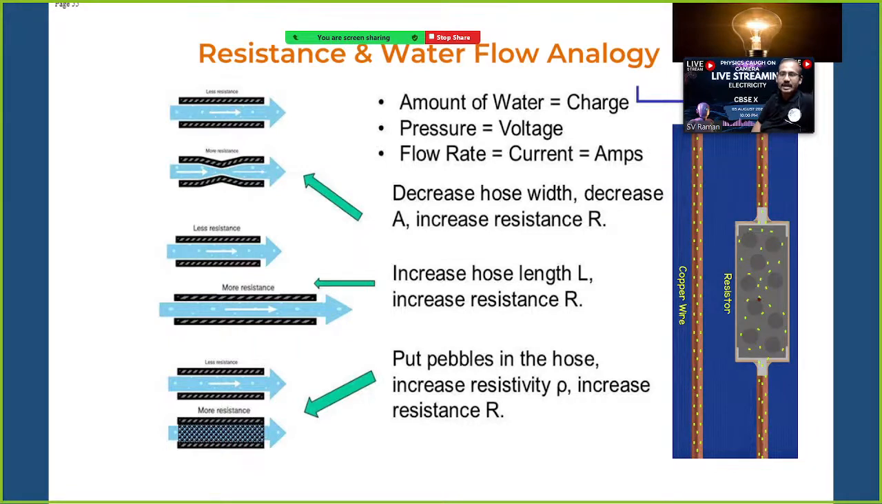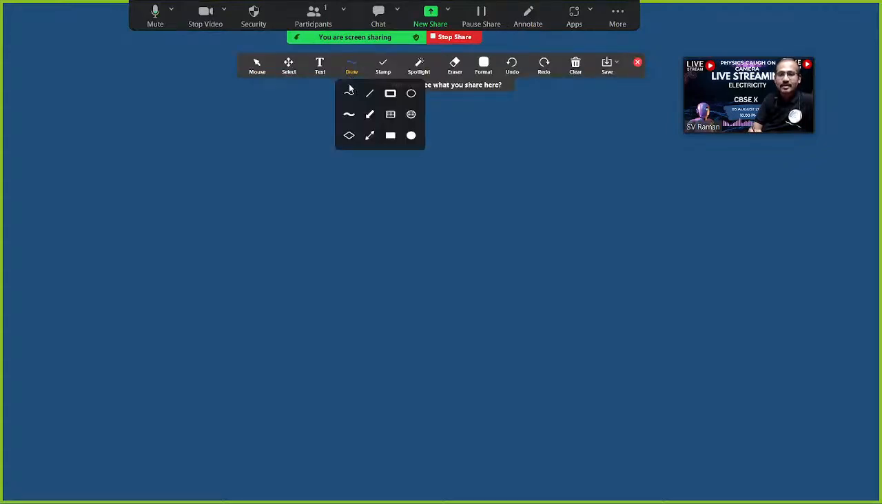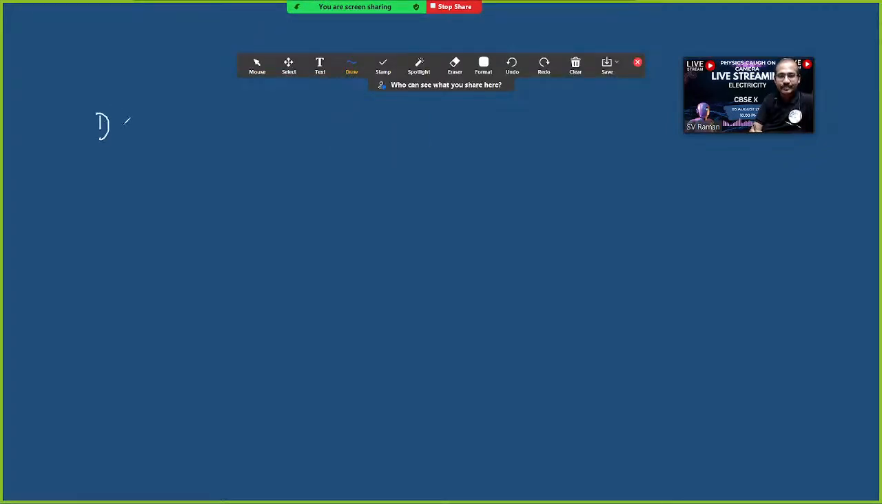Alright. Now again, a pipe with the same length, put pebbles in it. If you place the pebbles, it increases resistivity, and at the same time it increases resistance also. Clear? So probably you understood. I'll explain more effectively over here. Resistivity depends first on the material medium. How it depends on the material medium, we will discuss.